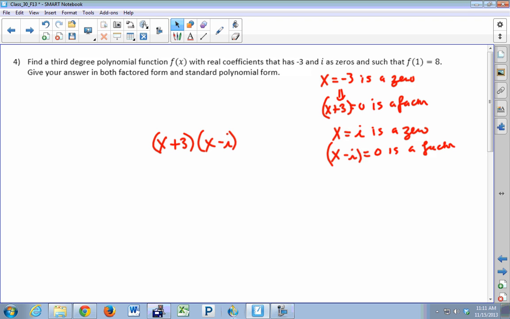Oh, yes, of course. Even though I didn't say it, if i is a 0, what's the other 0 going to be? -i. So that's where you have to do a little thinking and fill it in. And -i is a 0 as well, because they always come in pairs. So Shane knows I don't have to do any work. If x minus i is a 0, is a factor, x plus i. Because when I solve that for 0, x is -i.